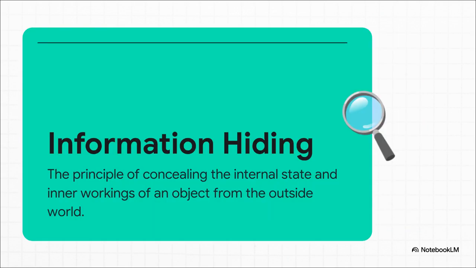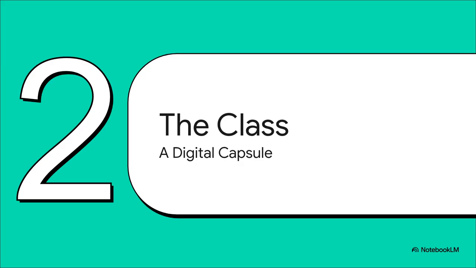And that idea of following the rules leads us right into a related concept, information hiding. If encapsulation is about putting everything into a box, information hiding is about sealing that box shut. It's all about concealing the messy internal details and only exposing the parts that the outside world absolutely needs to see.